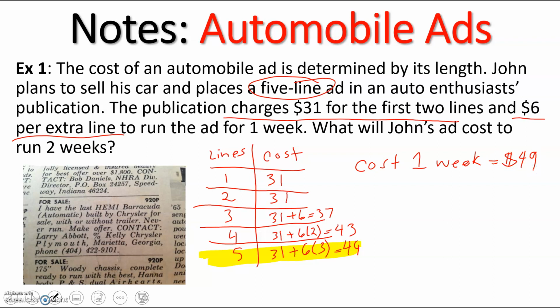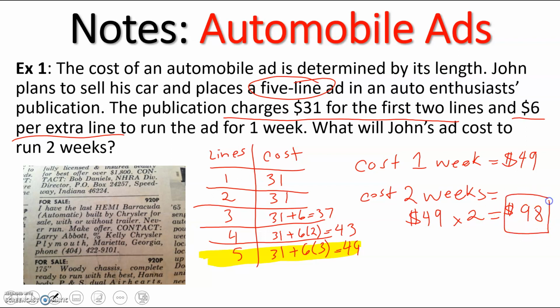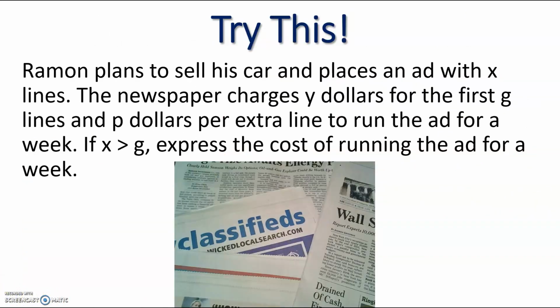Now, because he's doing this for 2 weeks, we're simply going to multiply this by 2, okay? So the cost for 2 weeks is going to be given by taking 49 and multiplying it by 2. Okay, so we can see then that it will be $98 for him to run his ad for 2 weeks. All right, now it's your turn to try.